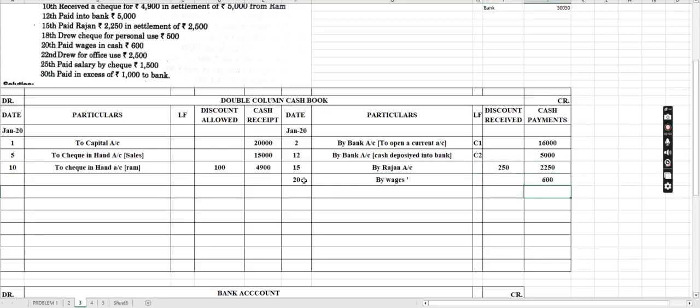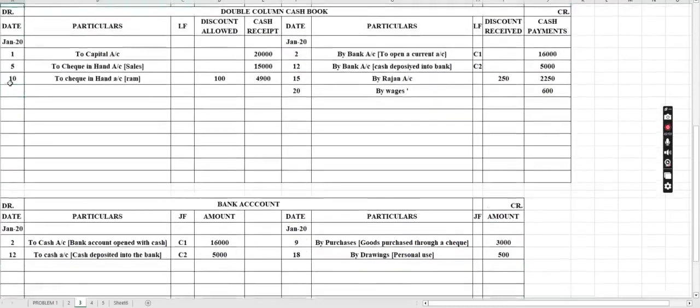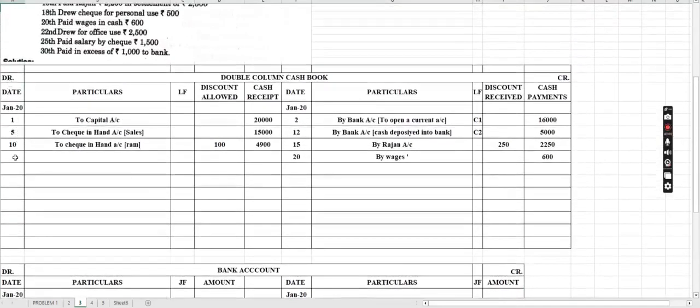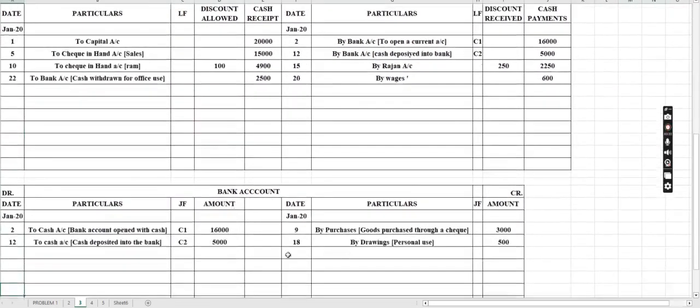22nd, drew for office use. Drew means from bank. Cash has been withdrawn. So, for office use, cash is coming in your hand on 22nd. Cash is coming from bank. Okay, that is to bank account. Cash withdrawn for office use. Okay, cash is increasing here. How much? 2,500.